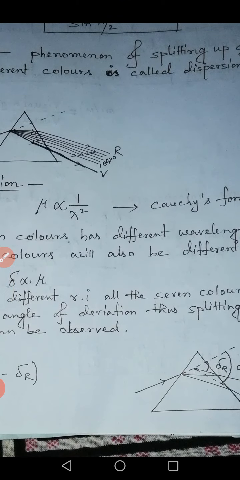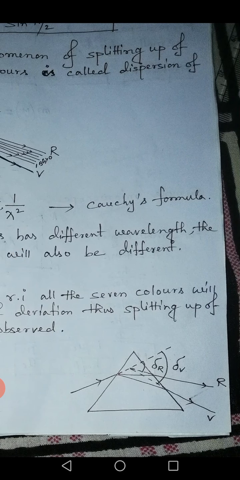Then what happens is, due to refraction, which takes place twice, once at this surface and once at this surface, the red color deviates this way. And we know how to find the angle of deviation. To find the angle of deviation, we take the extended incident light and the extended emergent light, and then the angle formed is the angle of deviation. So this is delta r, the angle of deviation formed by red light.